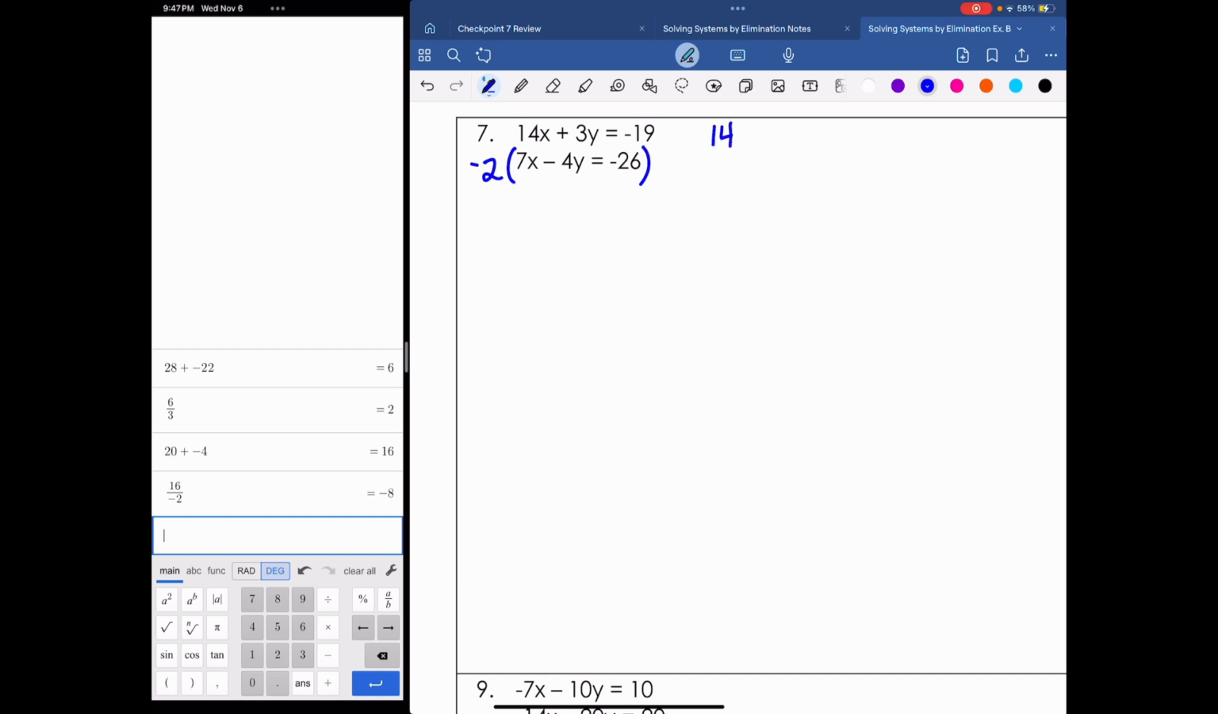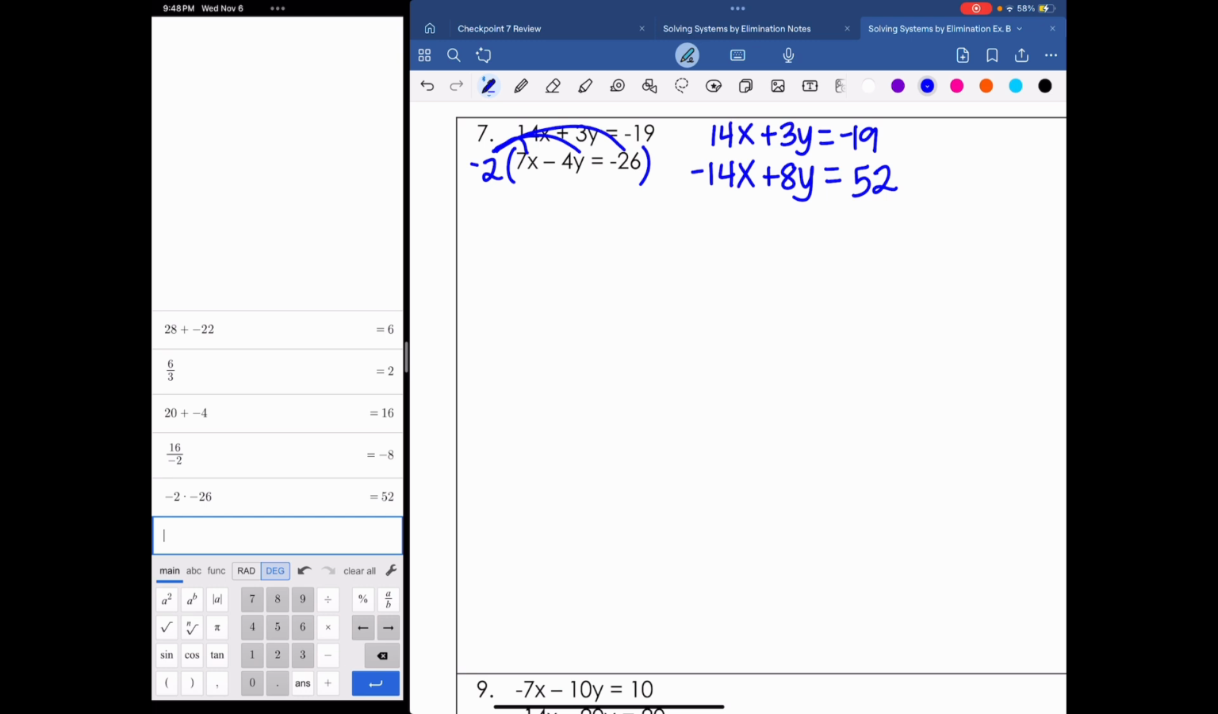So very first thing I'm going to go ahead and do is rewrite my top equation. And I'm going to multiply everything in the bottom equation by -2. So -2 times 7x is -14x. -2 times -4y is a positive 8y. And this equals -2 times -26, which is going to give us a positive 52.